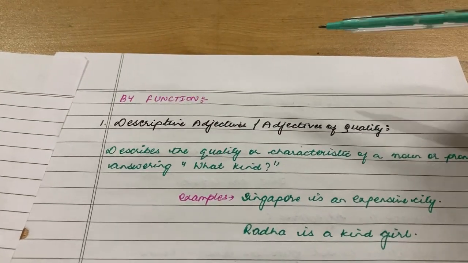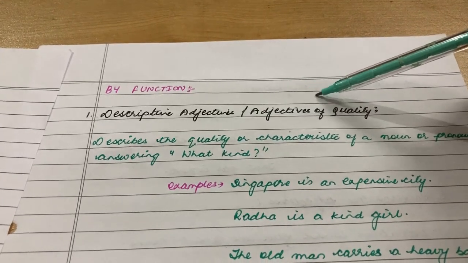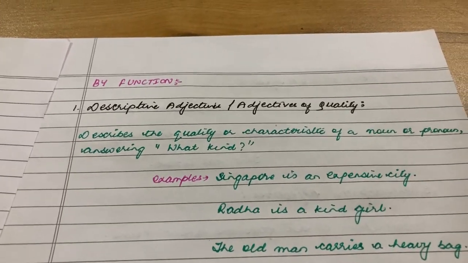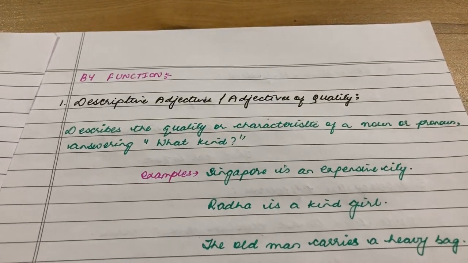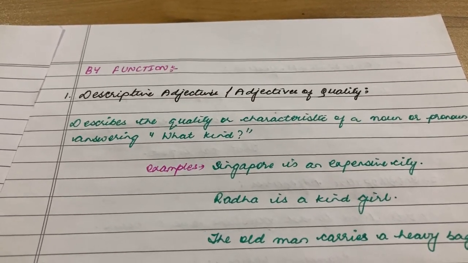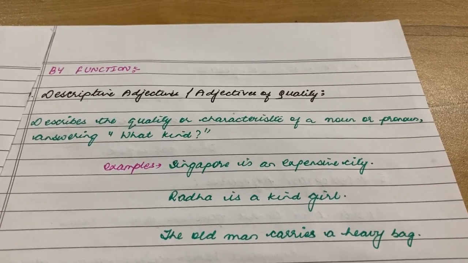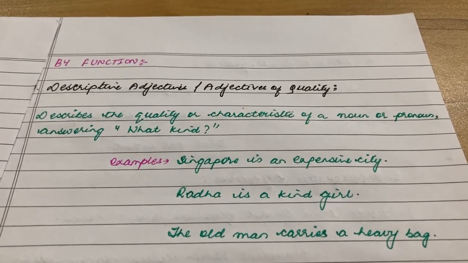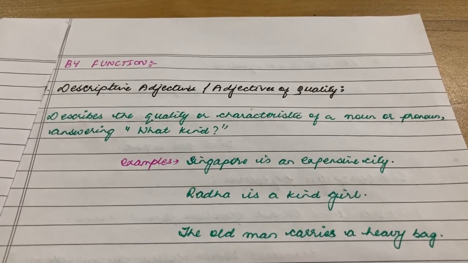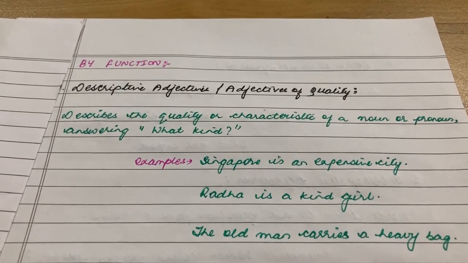The first one is descriptive adjectives. They are also called adjectives of quality. And what do they tell us about the noun? Basically, this describes the quality or the characteristic of a noun or pronoun, answering what kind. So the moment the question what kind is answered in the sentence, it becomes a descriptive adjective.